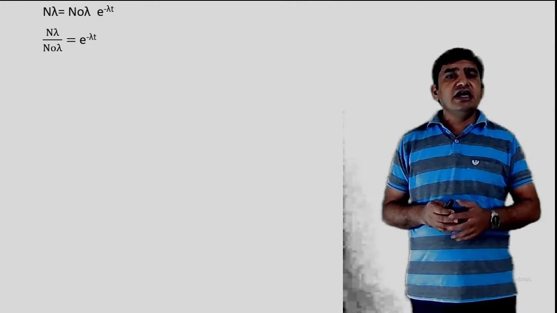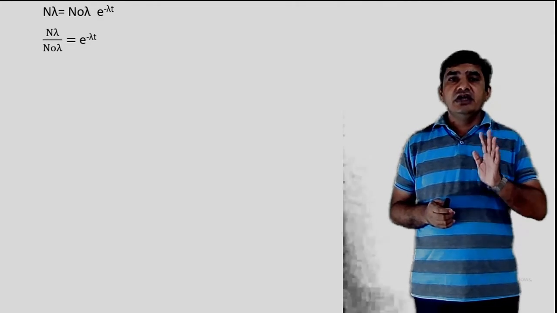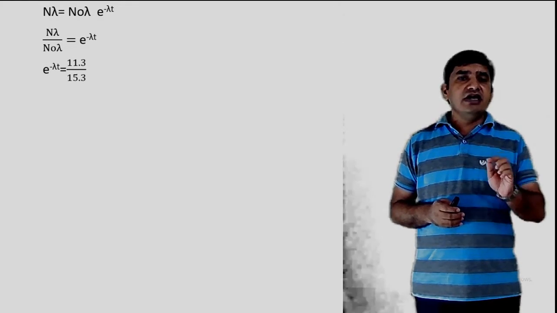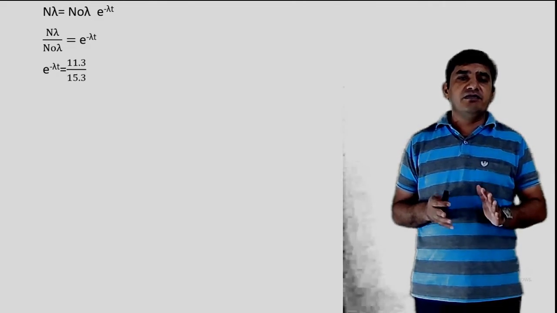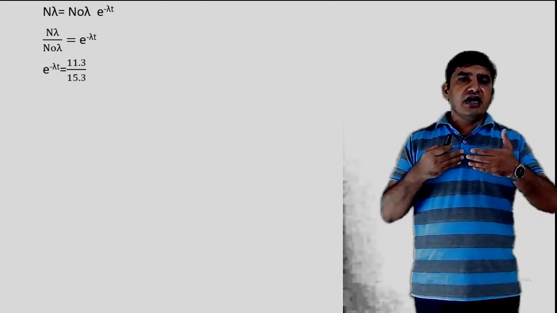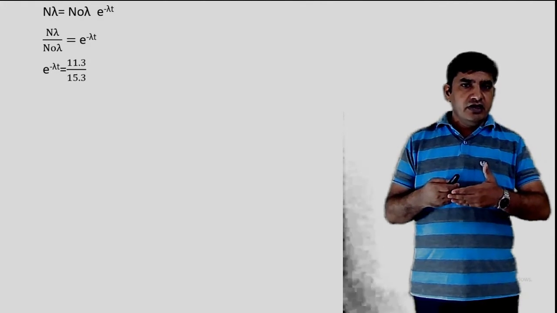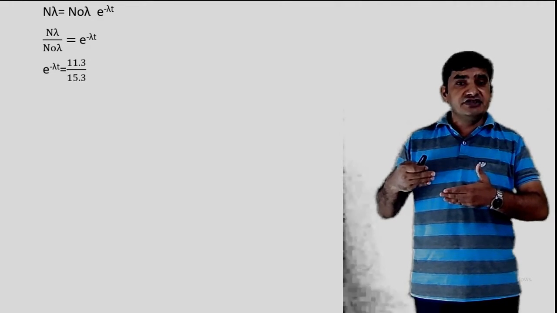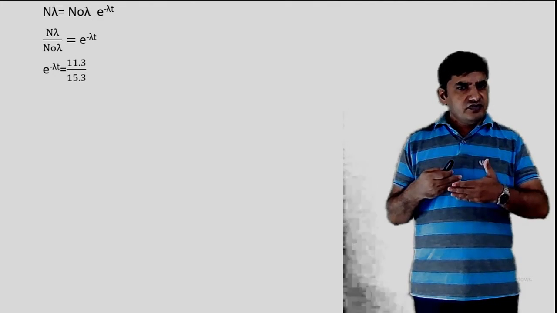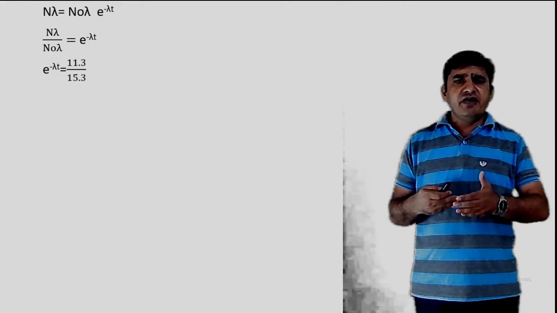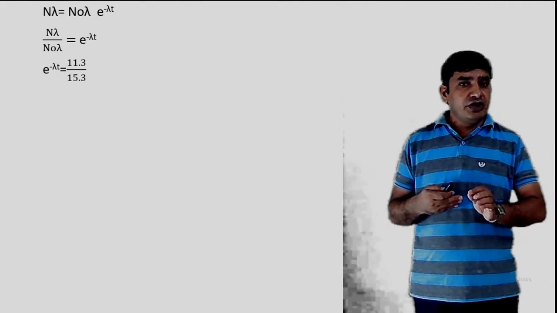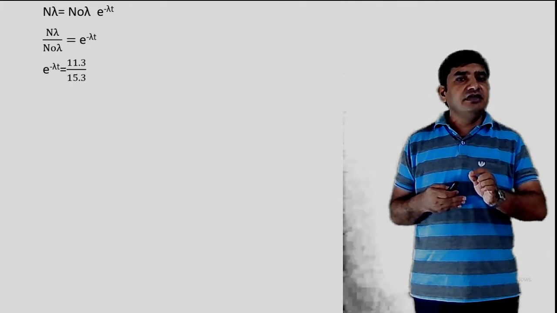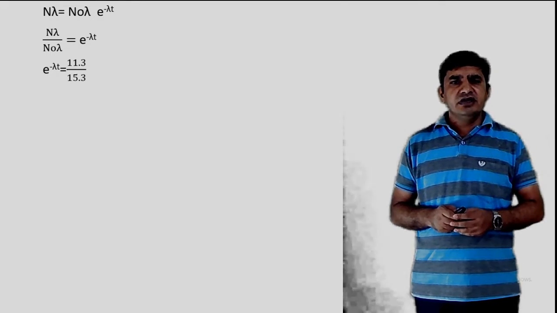This equation can be written as Nλ divided by N0λ is equal to e raised to minus λt. This can also be written as e raised to minus λt is equal to 11.3 divided by 15.3, because we know that the activity of carbon 14 at a time t, when the trees are dead, is 11.3. N0λ means the activity of radioactive carbon 14 when the trees are living, that is at time t equal to 0, and it is 15.3.